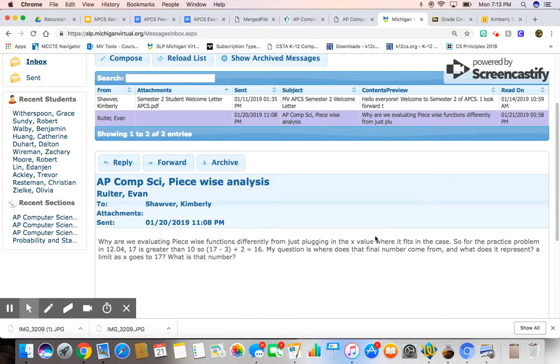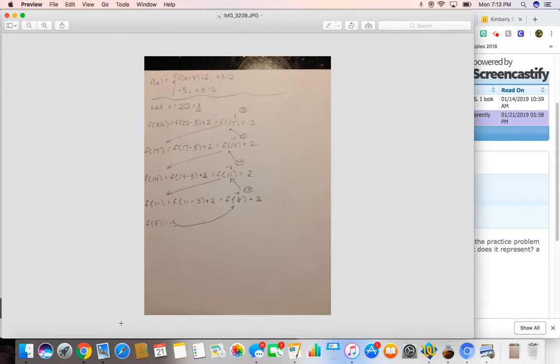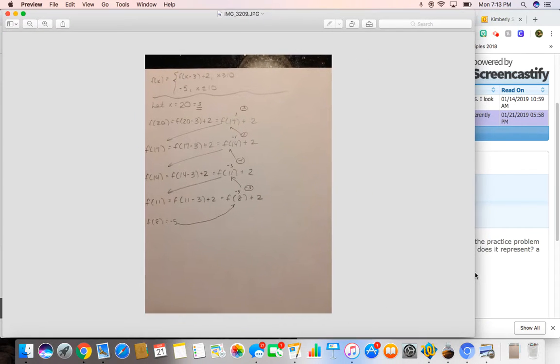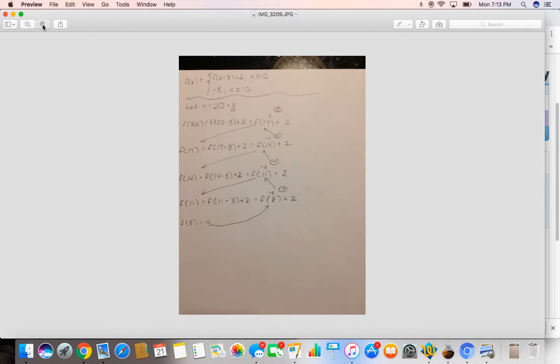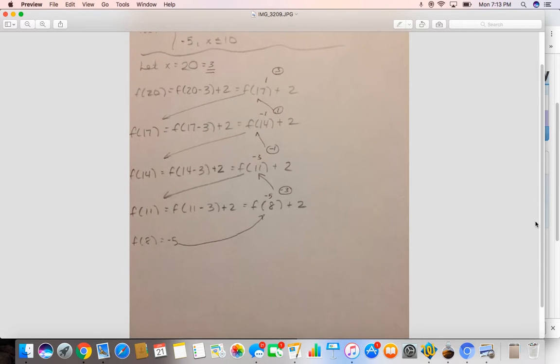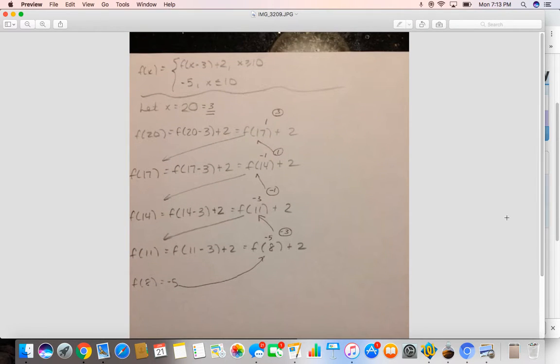I had a question from section 12.04 on the piecewise function and how that represents recursion and how the final answer is determined. So I thought I would take a minute to go through that and start using some of the key vocabulary words that you're going to be hearing and reading a lot about in recursion.